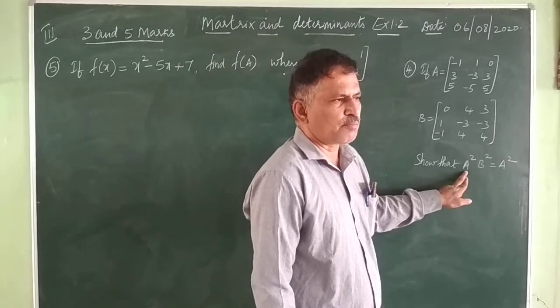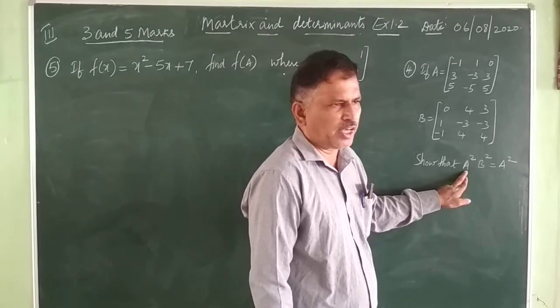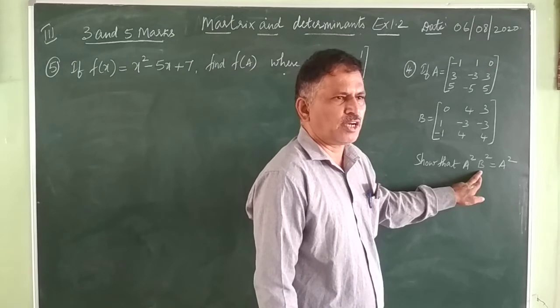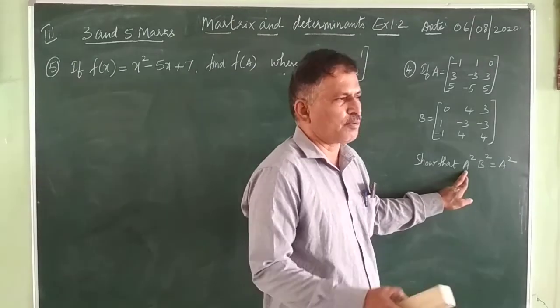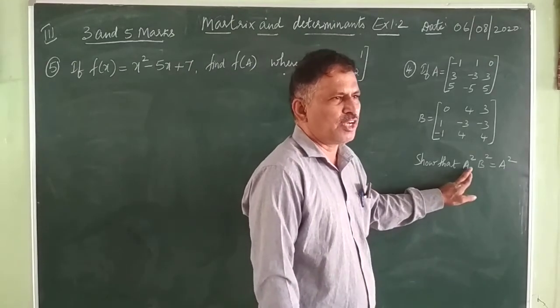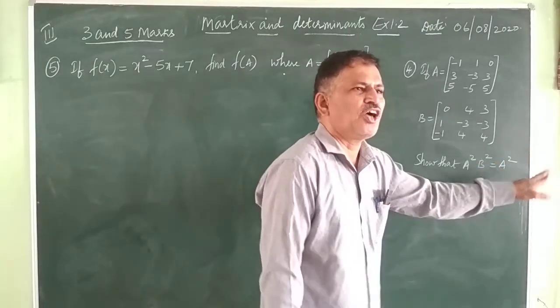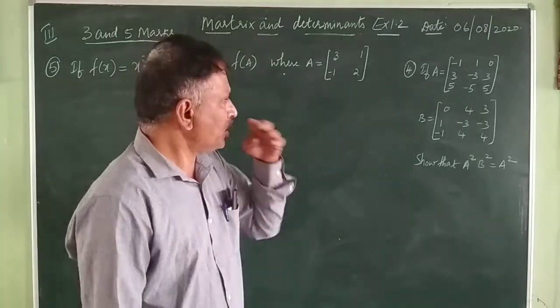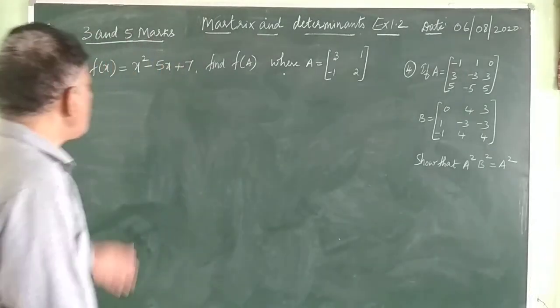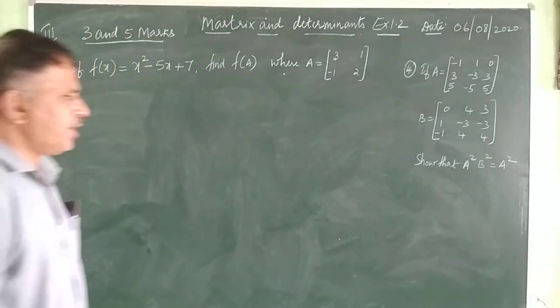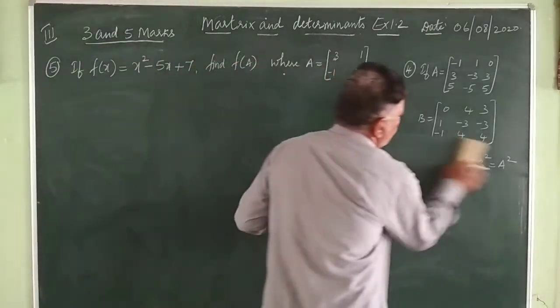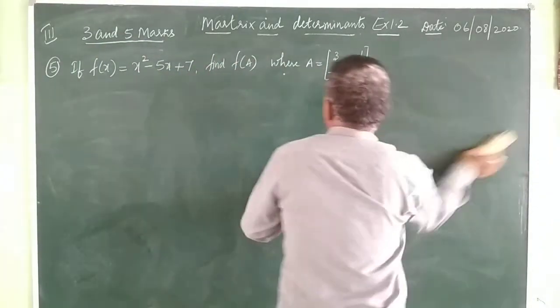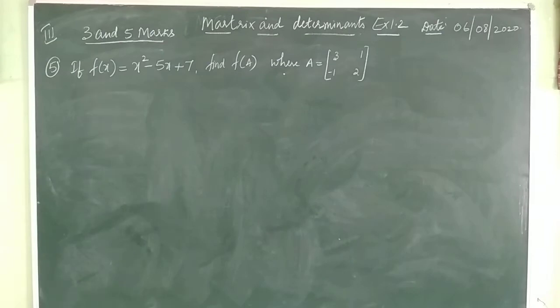First you have to multiply A into A to get A square. You have to multiply B into B to get B square. Then you have to multiply A square and B square. When you multiply, you should get the answer that we got for the A square. I hope you can do this. So this fourth question will be homework for you. The fifth question I have taken, you have to do that as homework. Yes. Now, fifth question.